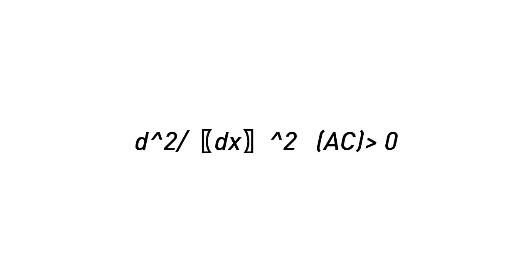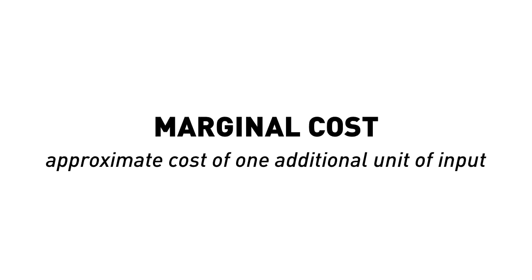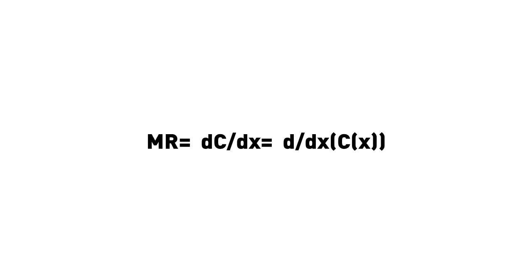And we get the value of x for which the second derivative of AC, d squared over dx squared of AC, is greater than 0. We also know the marginal cost is interpreted to be the approximate cost of one additional unit of input. It is computed as MC equals dC over dx, which is d over dx of C of x.